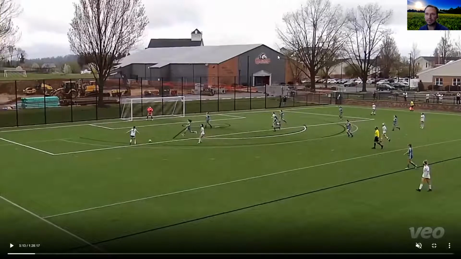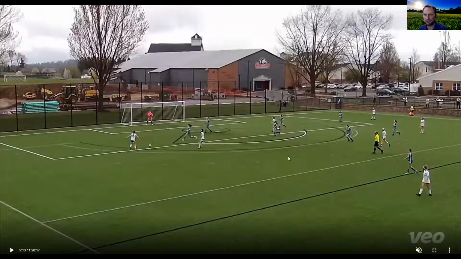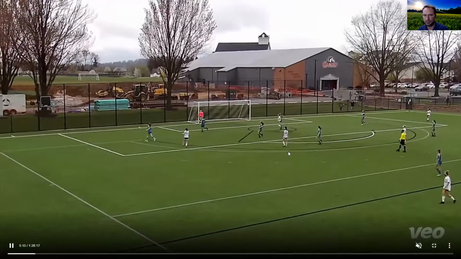Where's the space again, guys? Where is it? It's right here, begging to be attacked by the outside back. And once again, we're in the exact same position. One player is going to be 1v1 here. One supporting player. Defenders are all shifting over. They need a third option. So watch. She shoots, it goes out.